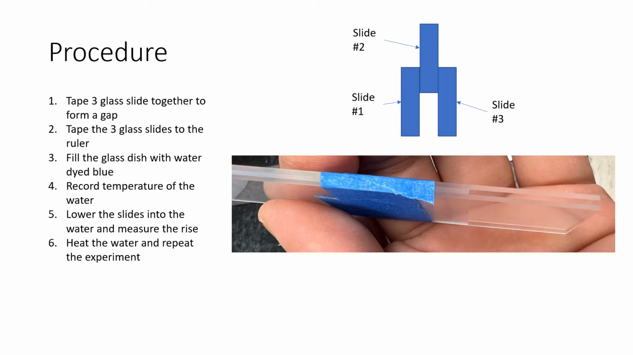We then record the temperature of the water and slowly lower the glass slides into the water, monitoring the capillary rise. After, we are going to then heat up the water and essentially repeat the experiment and monitor the rise with the heated water.